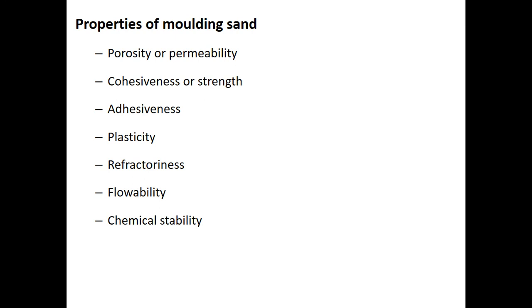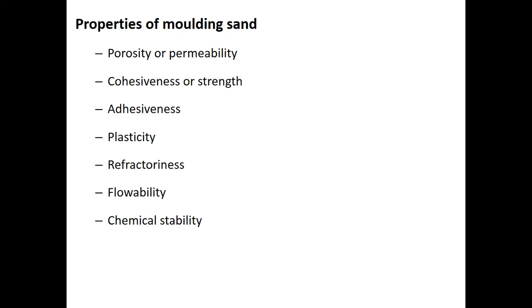Next is adhesiveness. What could that be? It's a property of the molding sand due to which it adheres to the surface of other materials. For example, when you are going to make the sand mold, first you put the sand in the molding box and then ram. Due to this property, the adhesiveness, the sand adheres to the walls of the molding box. You need good adhesion with the walls of the molding box. So that property is called adhesiveness.